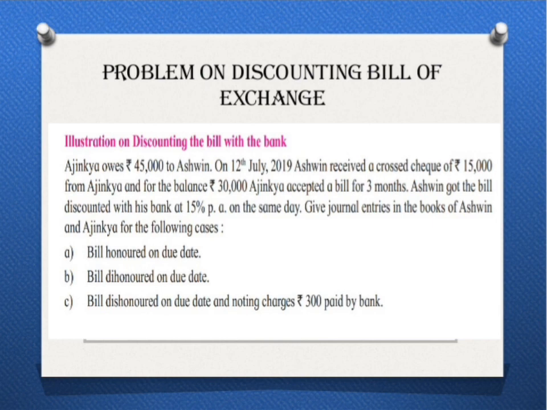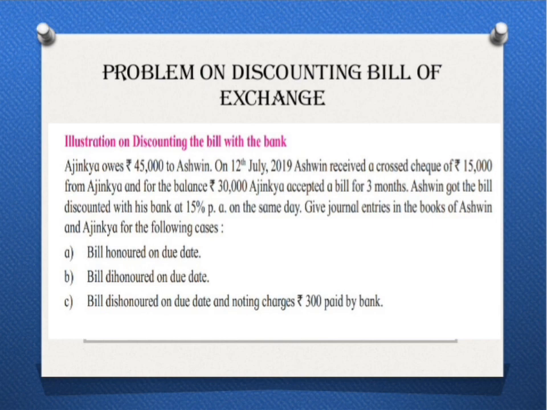Ajinkya owes rupees 45,000 to Ashwin. On 12th July 2019, Ashwin received a cheque of rupees 15,000 from Ajinkya, and for the balance rupees 30,000, Ajinkya accepted a bill for 3 months. Ashwin got the bill discounted with his bank at 15% per annum on the same day. Give journal entries in the books of Ashwin and Ajinkya for the following cases.